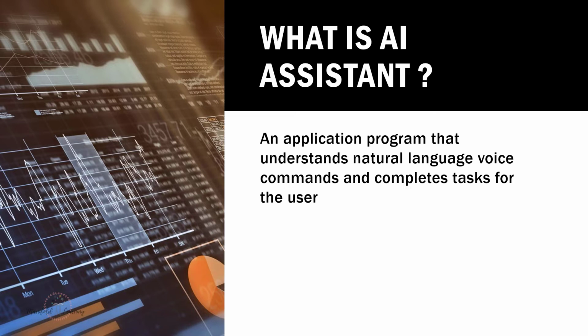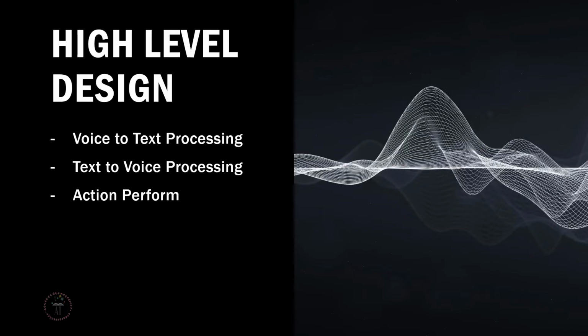Now, talking about this AI assistant, what exactly is it going to have? First, it should be able to hear our words and it should be able to understand what we are trying to convey. Do you agree with me? Yes, that means it needs to have a system which is capable of converting my voice into text. So it should have voice to text processing, and then once it generates the text, it should have the ability to speak out the text. And along with that, it should have the ability to perform the task.